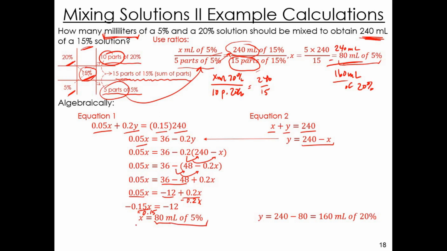80 mL of x, which is the quantity of 5%. So 80 mL of 5%. And y is 240 minus that value. So we put 80 in there. 240 minus 80 is 160 mL. And y is the quantity of 20%. Right? So 160 mL of 20%.